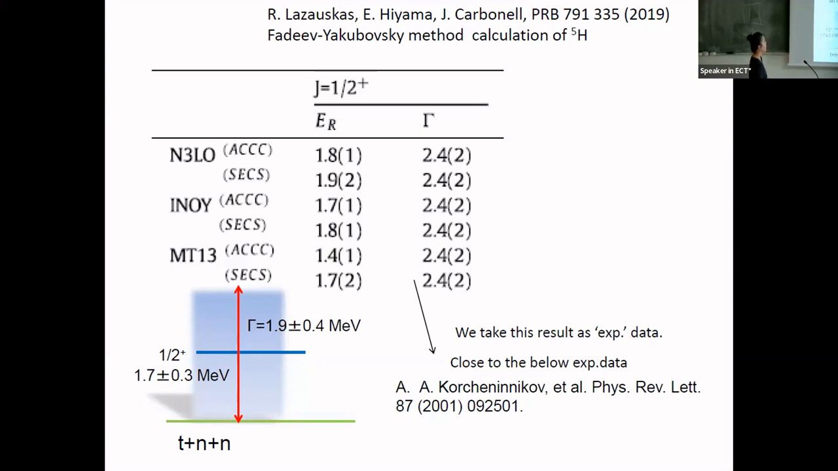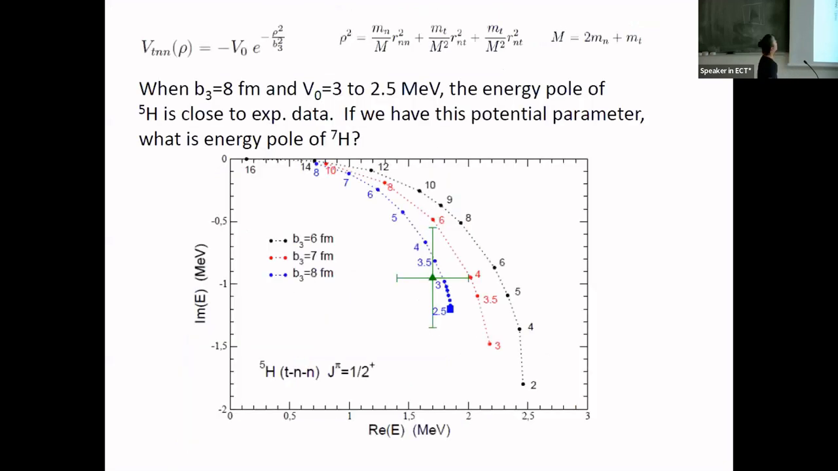Occasionally, his calculation is close to this Kolesnikov data. So now we take this result as experimental data. Then we can fit the 3-body force with just 2 parameters like this. Okay, so then you can see that.